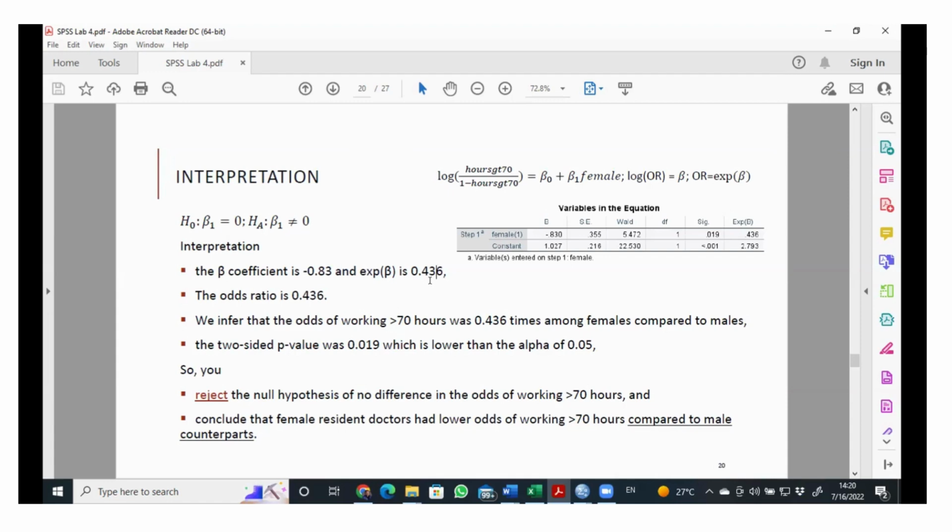Now with the odds ratio, we didn't present a 95% confidence interval here, but if we had, we wouldn't interpret it in terms of it containing 0. We interpret it in terms of it containing 1, because it's a fraction, not a subtraction. So you reject the null hypothesis, as we've done. We conclude that female resident doctors had lower odds of working greater than 70 hours compared to male counterparts. I think this is clear, right?